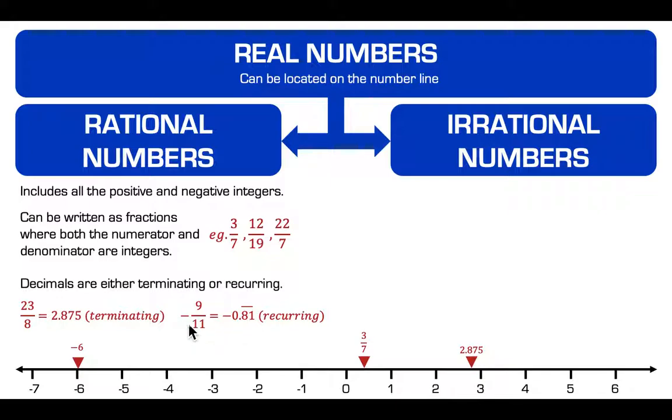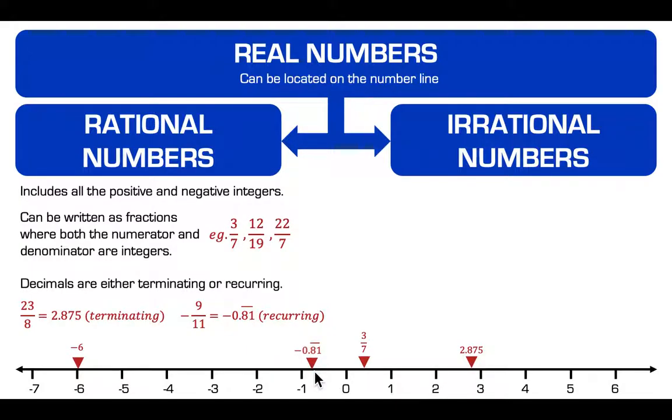Recurring decimals have a pattern of numbers that repeat in the decimal. So in your calculator, if you try -9 divided by 11, you'll get -0.818181818181, and that goes on forever. So the 81 is recurring, and we mark that with this little bar over the top of the numbers that are repeating. So if a decimal terminates, or if it's recurring, then it's a rational number, and I can map that onto my number line as well.